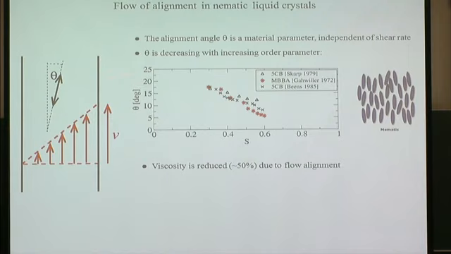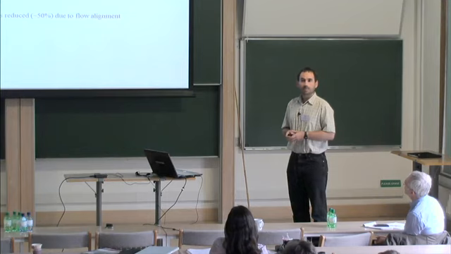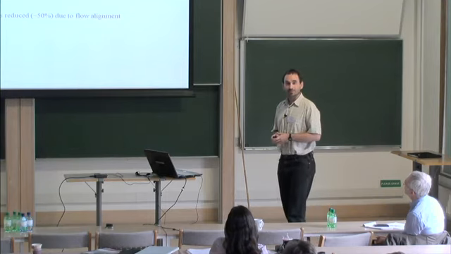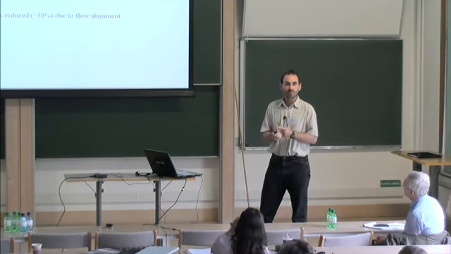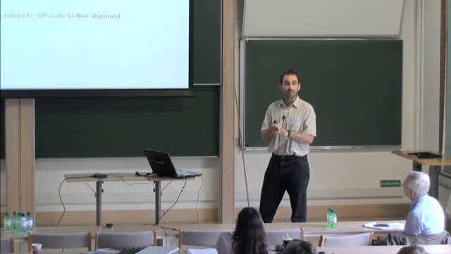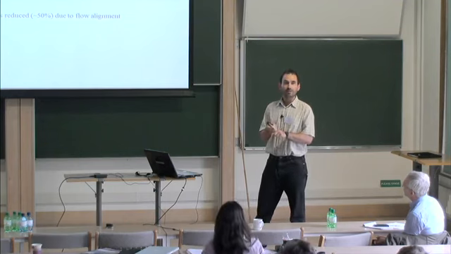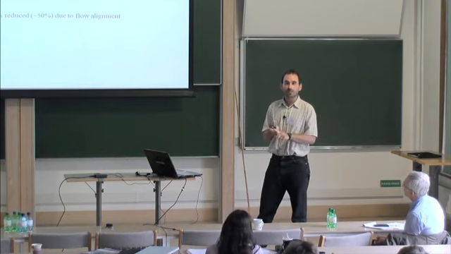And then we know from liquid crystal studies that theta is decreasing with increasing order parameter. There we can change the order parameter by externally controlling the temperature of the system. And we also know that the viscosity of the system is reduced by about 50% due to the alignment. So we want to know what happens for the granular case. I'm going to show you three aspects: the average alignment, the rotation of the single particles in the shear flow, and the change in the effective friction due to this alignment process.